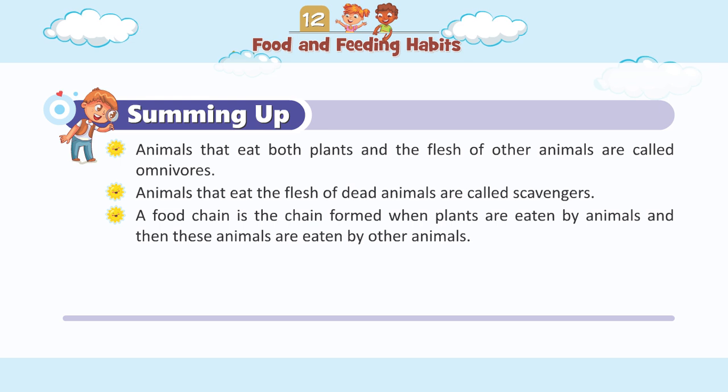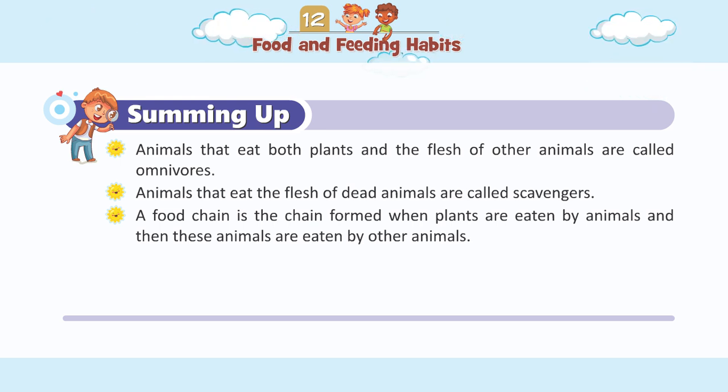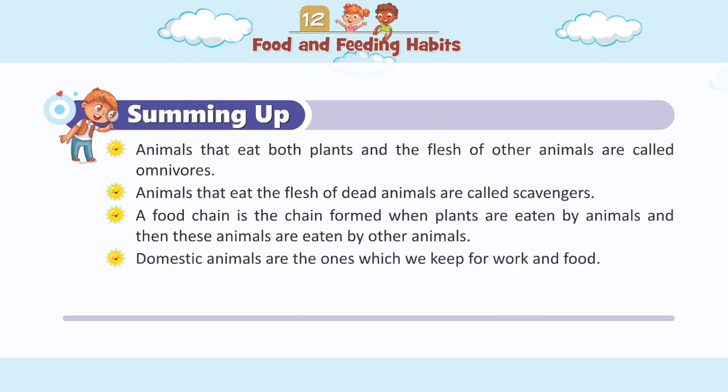A food chain is the chain formed when plants are eaten by animals and then these animals are eaten by other animals. Domestic animals are the ones which we keep for work and food.